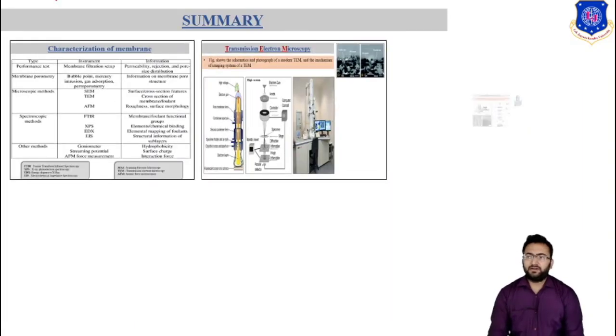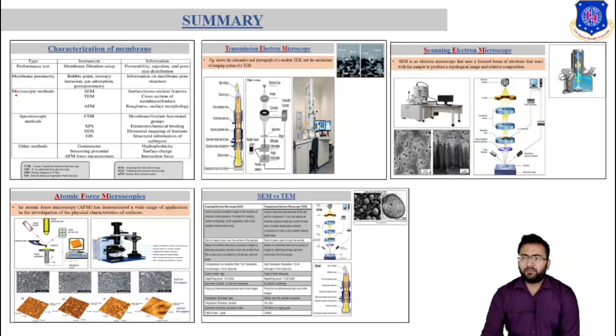In this lecture we discussed the various microscopic methods for characterization of membranes, such as SEM, TEM and AFM, which are used to generate images of the surface and cross section, to understand the bonding in the membrane, to generate images of the cross section of the membrane or foulant, and also to generate images of roughness and surface morphology. Then we discussed transmission electron microscopy and SEM, which means scanning electron microscopy. Then we talked about atomic force microscopy.